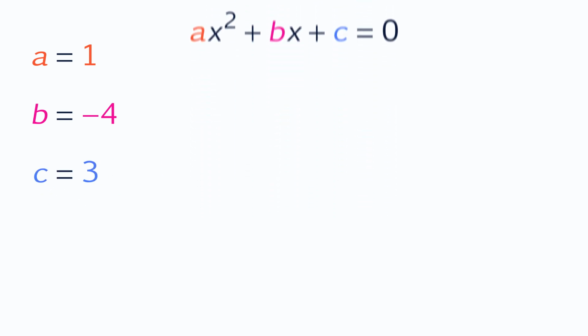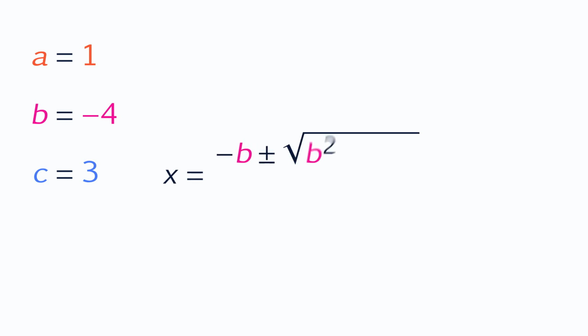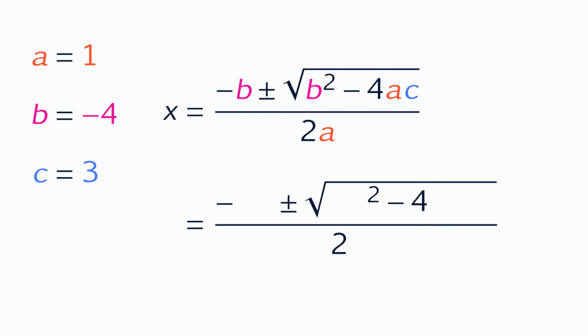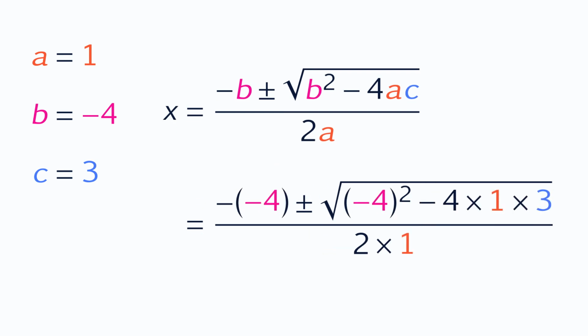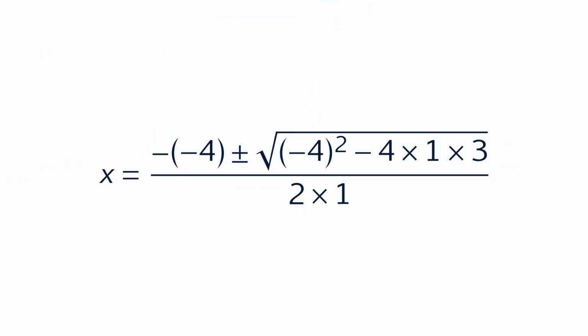Always start by writing down the quadratic formula. Now you can insert the coefficients. Remember to use parentheses around negative coefficients. That gives you the following expression on the right-hand side. Minus negative 4 plus or minus the square root of negative 4 squared minus 4 times 1 times 3. All of that goes over 2 times 1. Phew, that sure is one hairy equation.